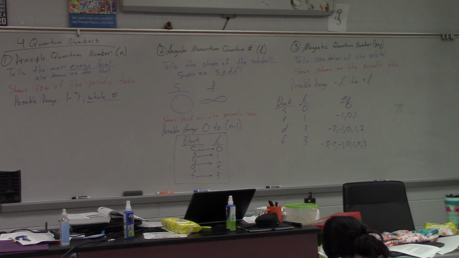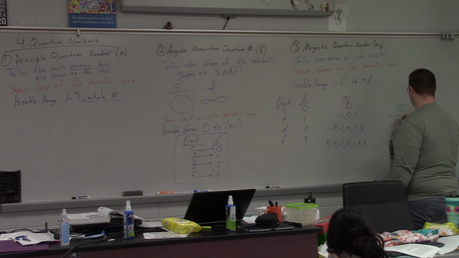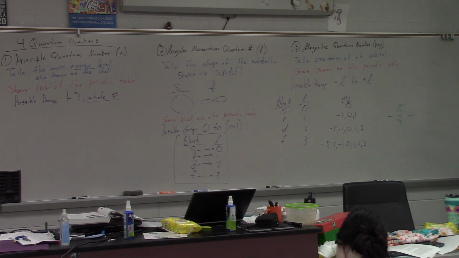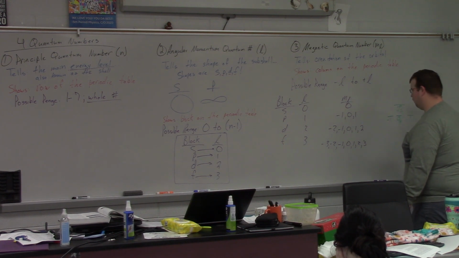What changes is whenever you go to P's. So let's say we did 4P. I'm just choosing random ones, okay? This applies for all of the P's. Guess what this first one is? -1. Guess what the middle one is? 0. Guess what the end one is? 1.